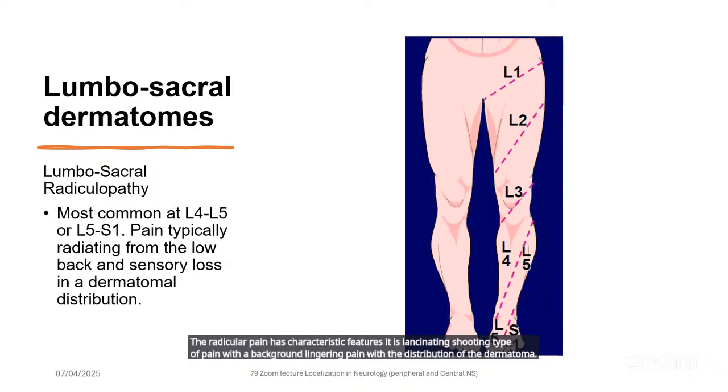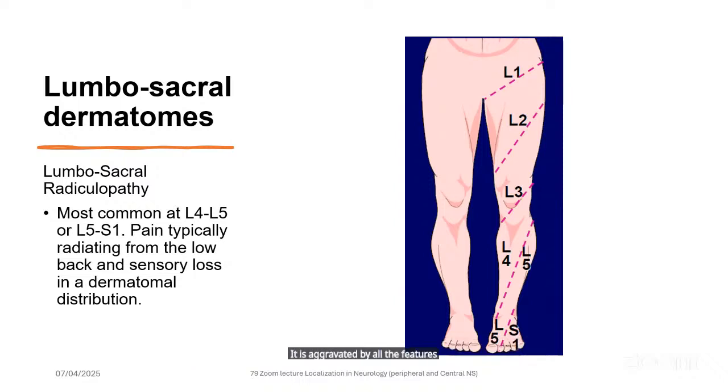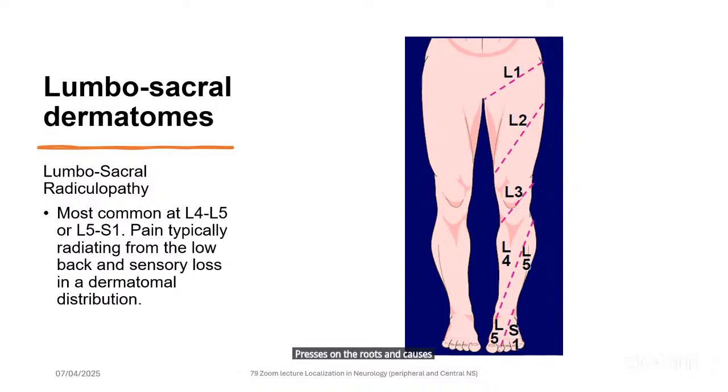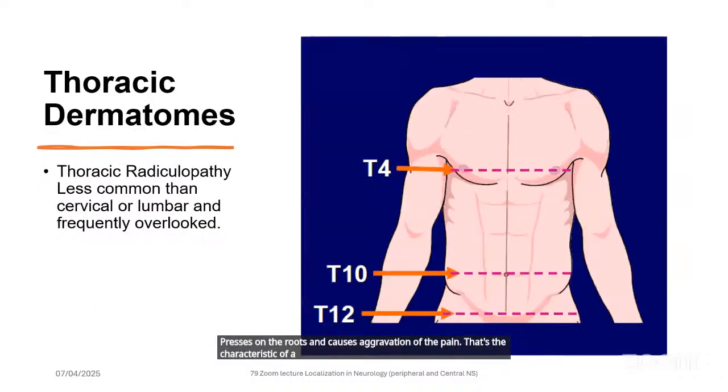It is aggravated by all the features that increase the intracranial pressure because the roots are bathed by CSF, since a sleeve of arachnoid and arachnoid pouch covers the proximal part of the roots. Whenever coughing, sneezing, or Valsalva maneuver happens, the CSF pressure increases, presses on the roots and causes aggravation of the pain. That's the characteristic of a radicular pain. And for thoracic dermatomes, we remember T4 at the nipple, T10 at the umbilicus, and just above the groin is T12.